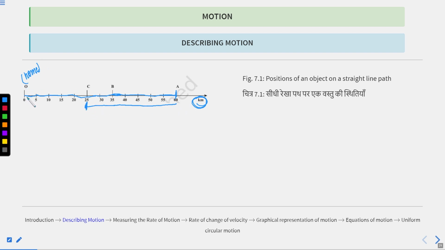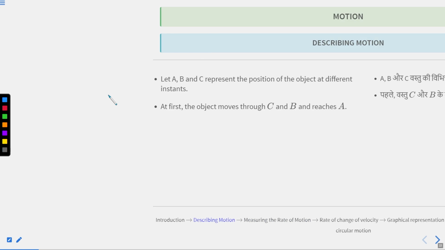Origin is our home. You and your father are sitting in a car. Your father is driving, and you are just moving along a straight line, and the distance from home to the point you reached is 60 kilometers. You spend some time there, and then you return back in the same path and reach C point, which is 25 kilometers away from home, the origin. And in between you reached B point, which is 35 kilometers away from your home. This is the diagram. Now we will discuss this problem.